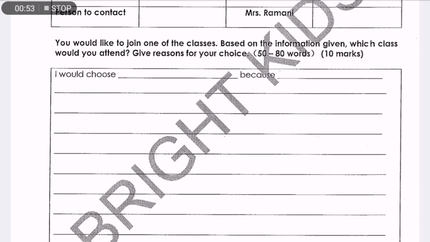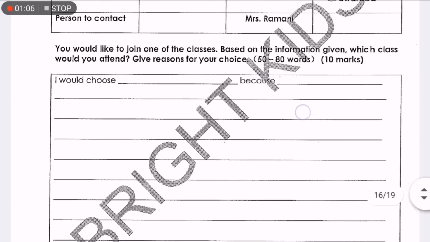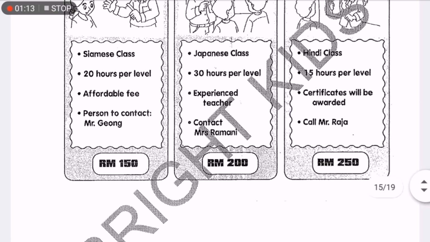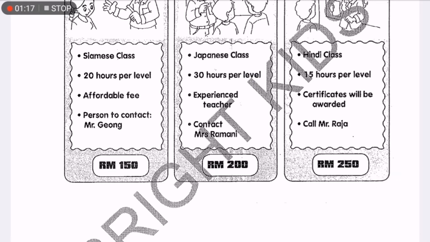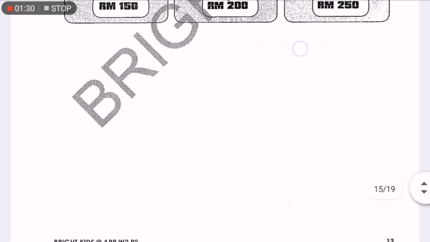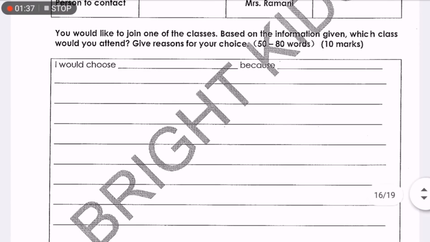The third thing that you need to take note of is that this is a 10-mark question, meaning this question is worth 10 marks, so you need to write at least 5 pointers. 5 reasons why you choose the class that you choose. Let me give you an example. Let's say I choose Japanese class. Why do I choose Japanese class? Because it has 30 hours per level, the highest hours per level for a class. That's one. Or you can say that it's taught by an experienced teacher, so that you can learn better, and so on. So you need to give your reasons, at least 5 reasons why you choose the class that you choose. That is how to answer section B question.